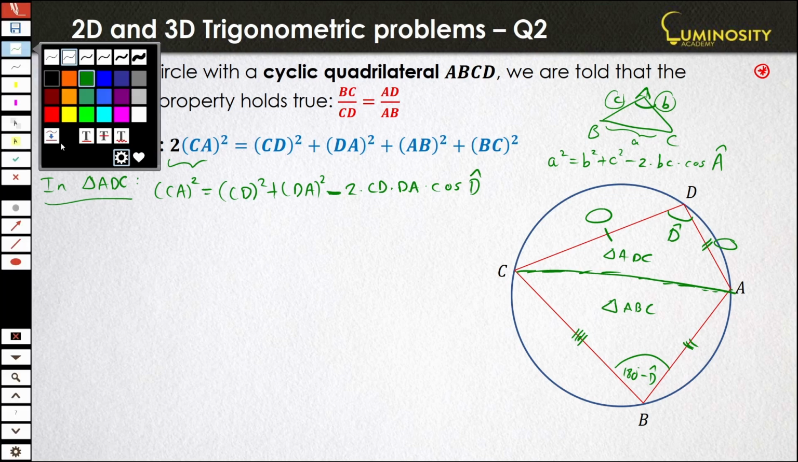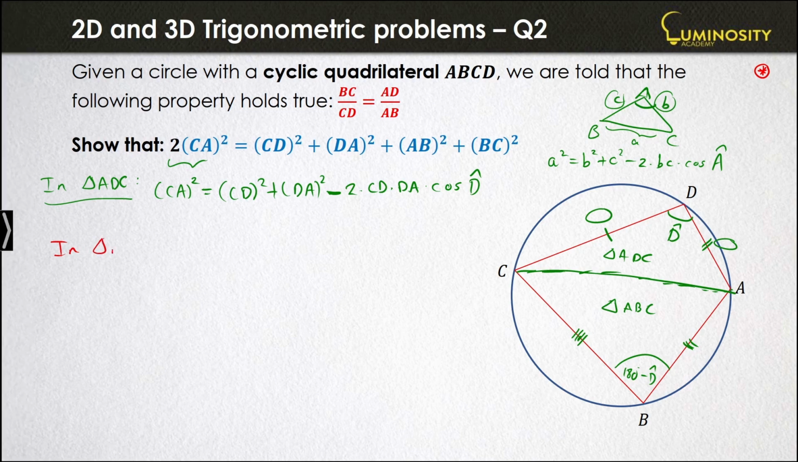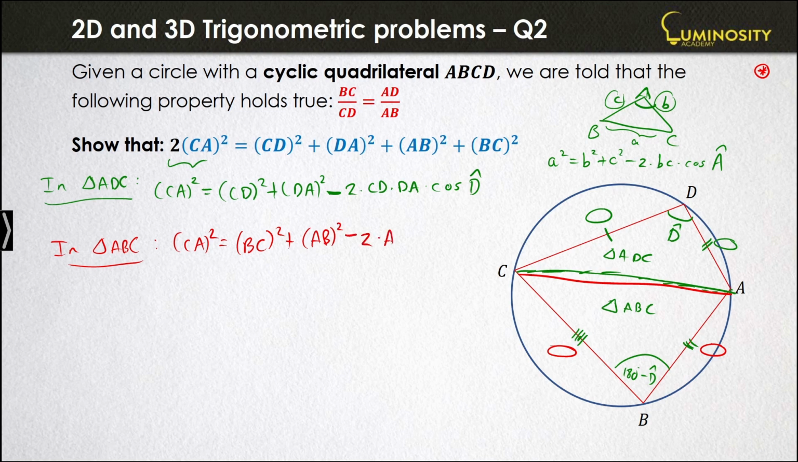Now in triangle ABC, we can work out CA squared as well. It's going to be this side squared, so BC squared, plus this side squared, AB squared, minus 2 times the product of those two sides, AB and BC, times cos of the angle included. That's 180 degrees minus angle D. Okay, but let's see if we can clean that up. So it's going to be BC squared plus AB squared minus 2 times.